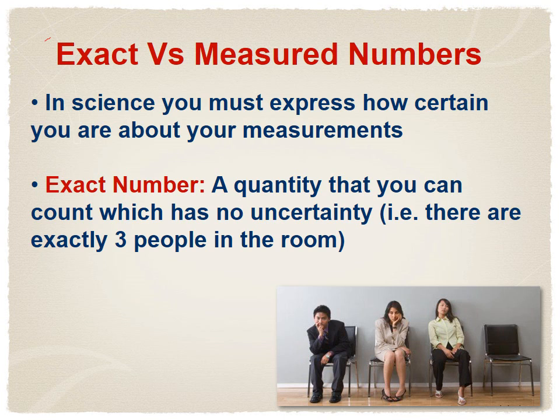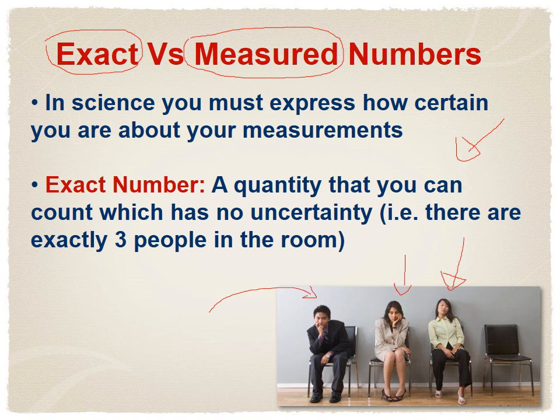Before we go into significant digits or significant figures, we're going to talk about 2 types of numbers: exact numbers and measured numbers. Exact numbers are quantities that you can actually count, and there's no uncertainty to those quantities. For example, right here there are exactly 3 people. It wasn't something that was measured. We can see that there's only 3 people in the room, and that's called an exact number. So we're certain of that. There's no uncertainty there.